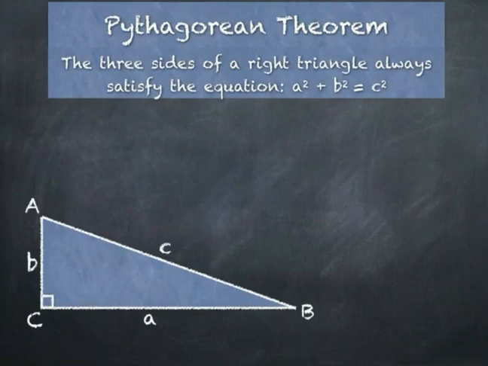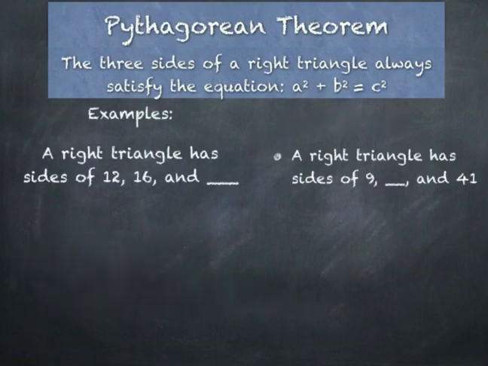Another fact that is true of triangles, but only of right triangles, is the Pythagorean theorem. If you have a right triangle, then the three sides add up in this unique equation where one side squared plus the next side squared equals the longest side squared. And so a squared plus b squared equals c squared is a really useful equation because if you know two out of the three sides, you can use this equation to find the third.